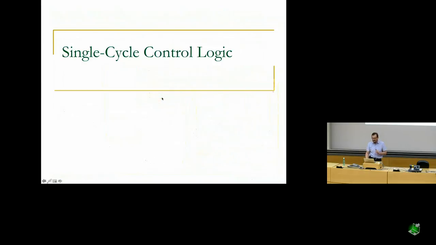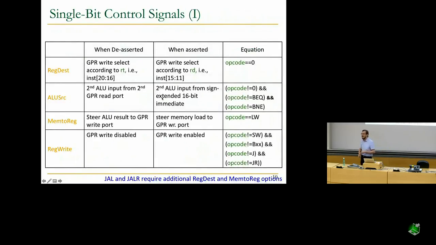Makes sense, right? Simple. Basically, after you design your data path, you need to go through every single control signal and decide when it should be a 1 and when it should be a 0. And to be able to do this, you need to go through the specification of the ISA. As you can see over here, another example.